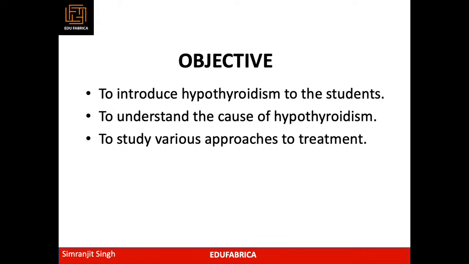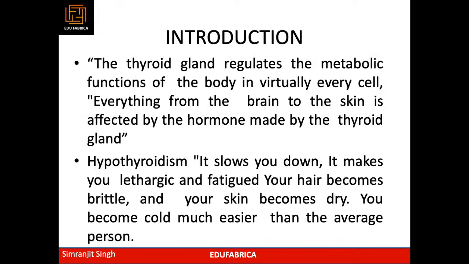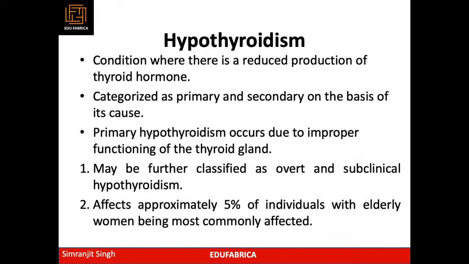To introduce hypothyroidism to the students, to understand hypothyroidism and study various approaches to treatment. Basically we have a thyroid gland which regulates the metabolic functions of the body in virtually every cell, and everything from the brain to the skin is affected by the hormone made by the thyroid gland. Hypothyroidism slows you down, makes you lethargic and fatigued. Your hair becomes brittle, your skin becomes dry, and you become cold much easier than the average person.